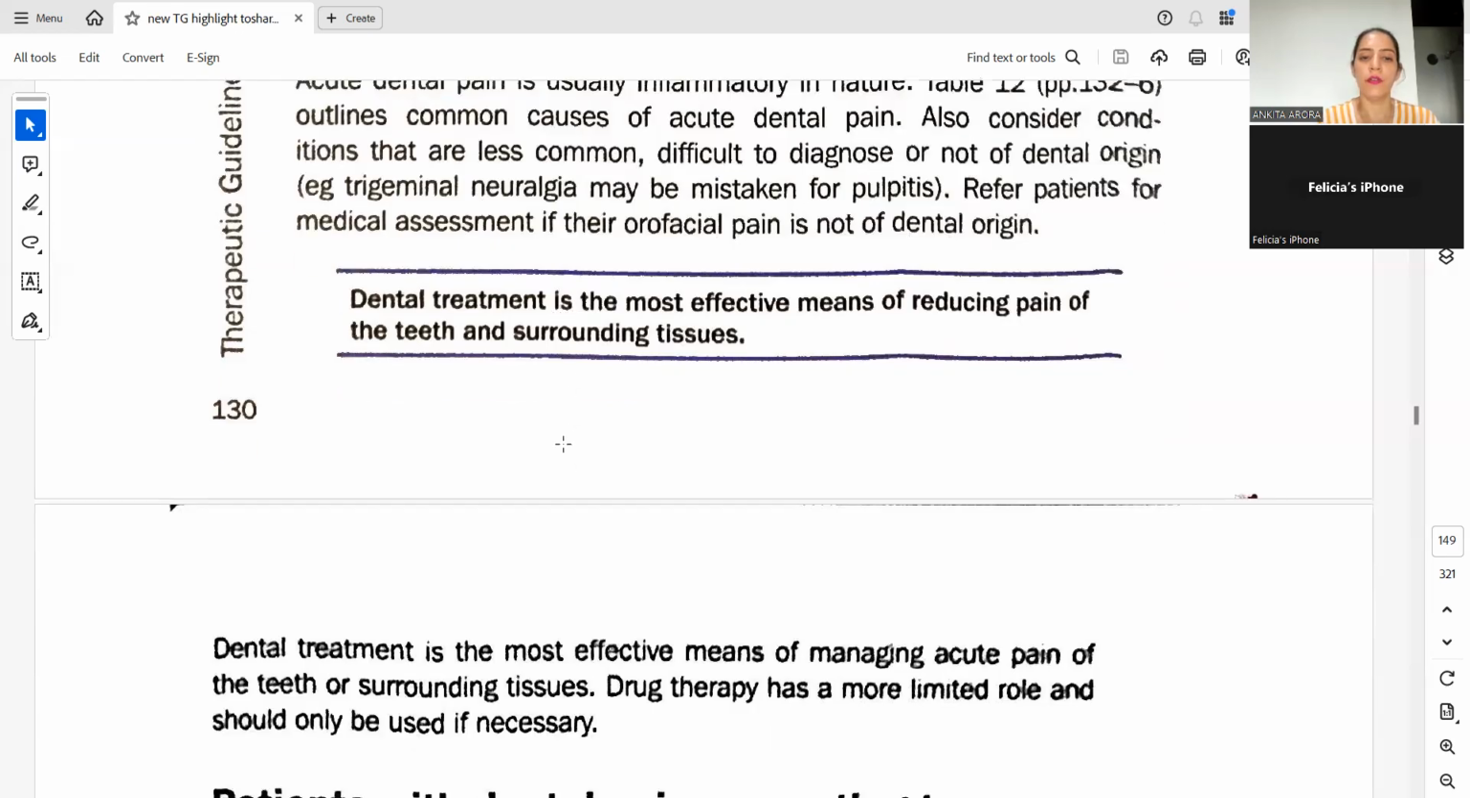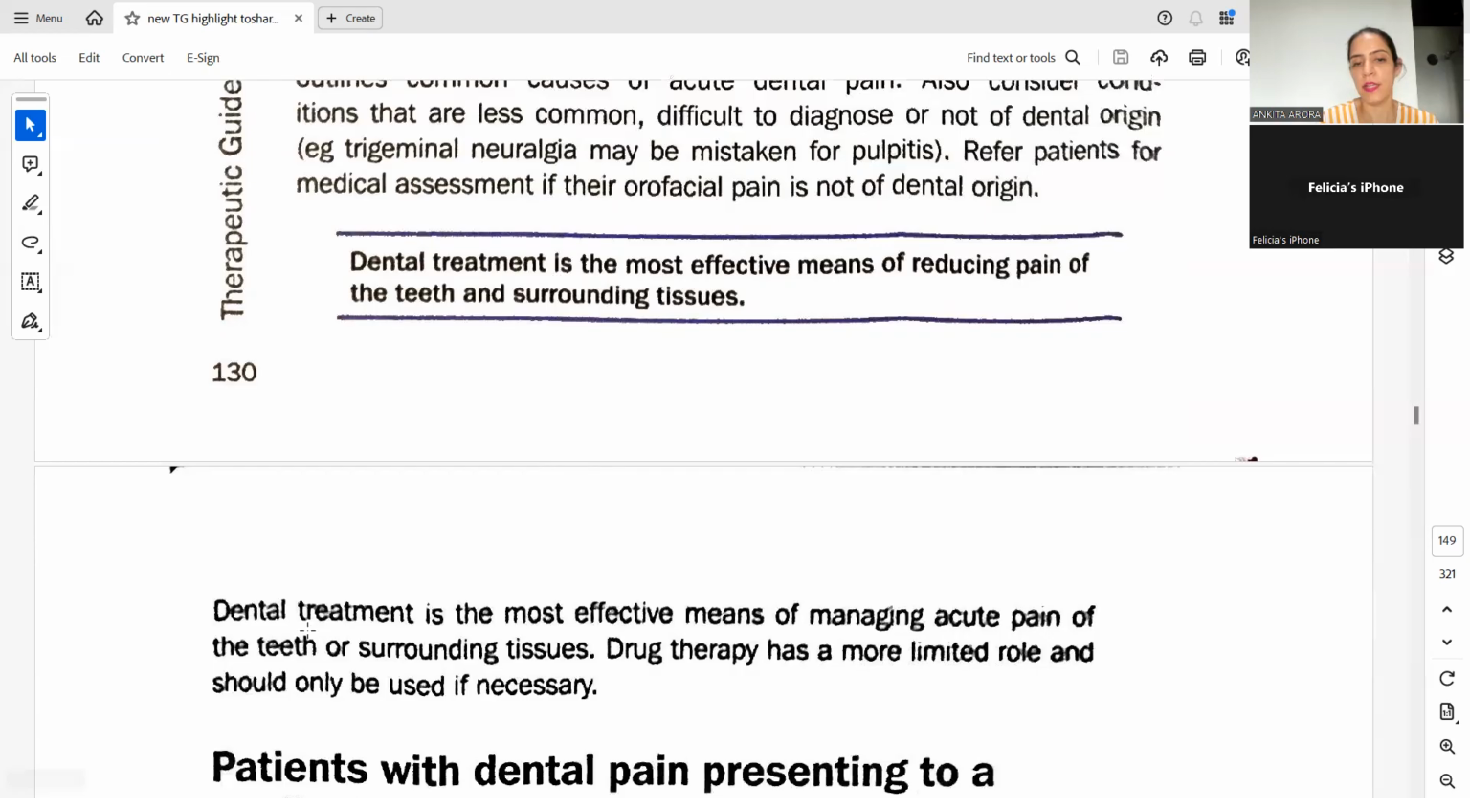And they are saying this, that dental treatment is the most effective means of managing acute pain of teeth or surrounding tissues. Drug therapy has a more limited role and should only be used if necessary. So start the dental treatment. Do not put the patient on painkillers and linger the treatment on. Dental treatment, they have again highlighted, is the most effective means of reducing pain of teeth and surrounding tissues.